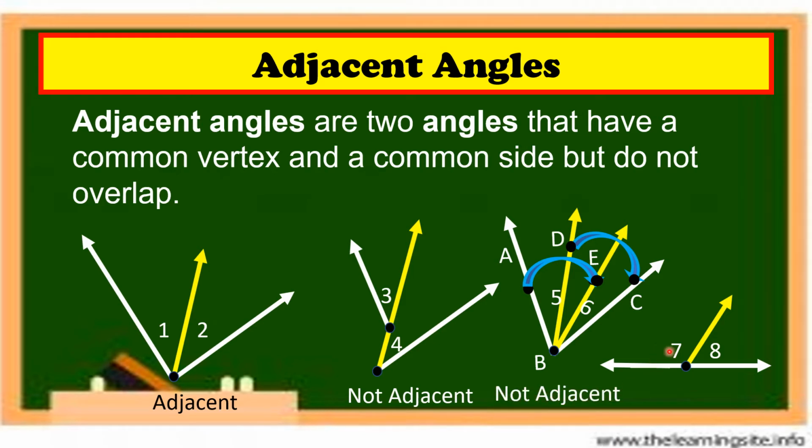So we have angle 7 and angle 8. Angle 7 and angle 8 are adjacent. At the same time, they form a linear pair and they have a common vertex. Therefore, the two angles are adjacent angles.